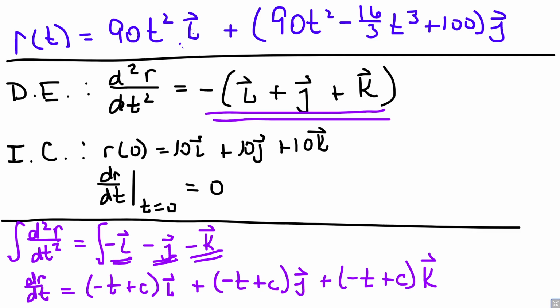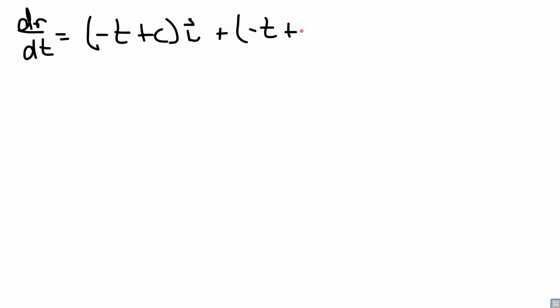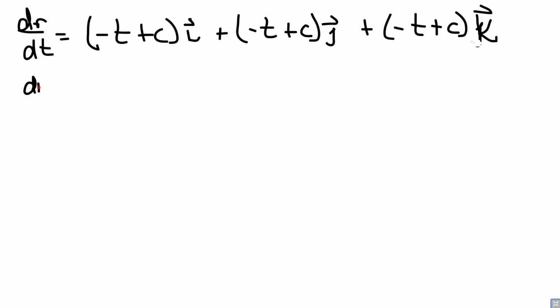Okay, so let me go to a new page. We said that dr dt is equal to negative t plus c in the i direction plus negative t plus c in the j direction plus negative t plus c in the k direction. So what we're going to do is use one of the initial conditions. We're going to use that dr dt evaluated at t equals 0 is equal to 0.